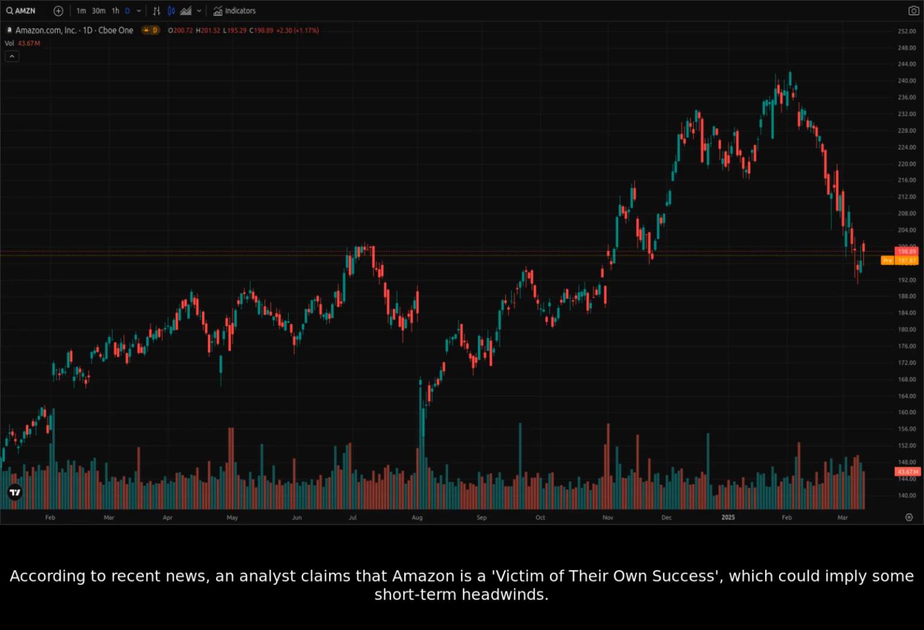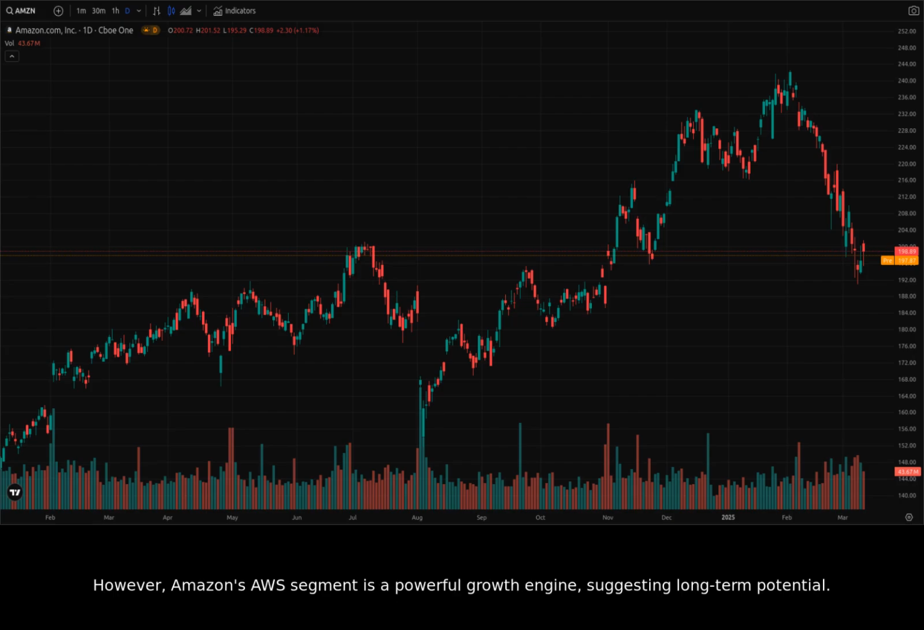According to recent news, an analyst claims that Amazon is a victim of their own success, which could imply some short-term headwinds. However, Amazon's AWS segment is a powerful growth engine, suggesting long-term potential. Trade war escalation may also impact the stock, so it's important to keep an eye on those headlines. Now, let's move over to the charts and see if we can identify some key levels to watch.